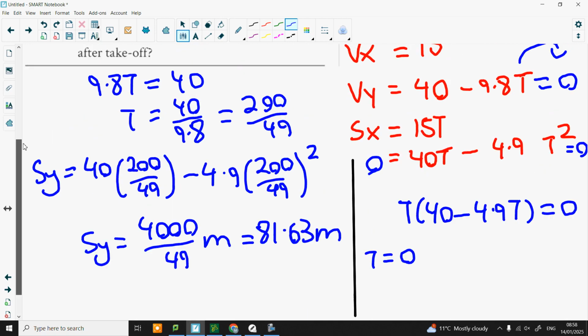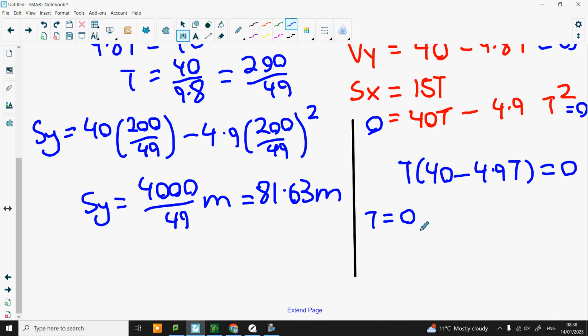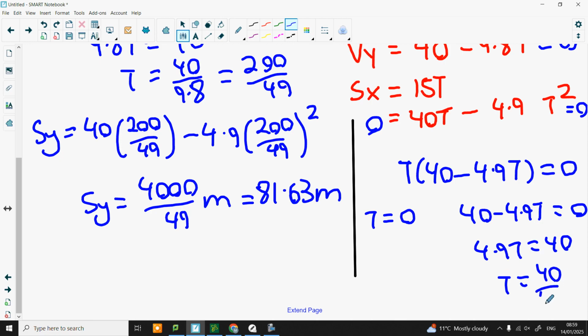Why is t equals 0 an answer? Because you start off on 0 ground. And then the next answer is 40 minus 4.9t equals 0. 4.9t is equal to 40. Somebody do 40 divided by 4.9? 400 over 49. Did anybody have a shortcut rather than doing that?